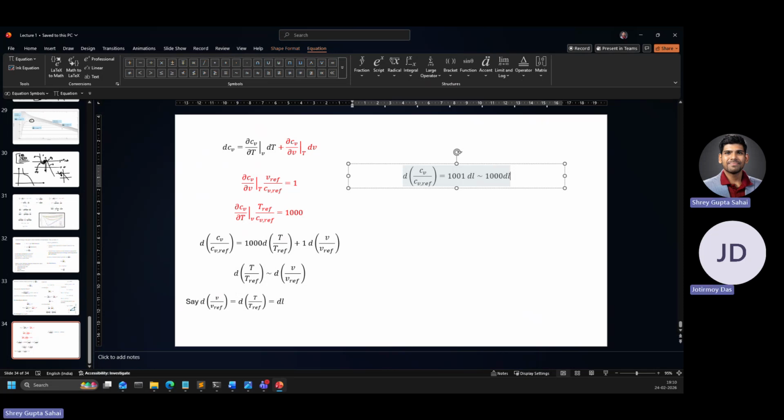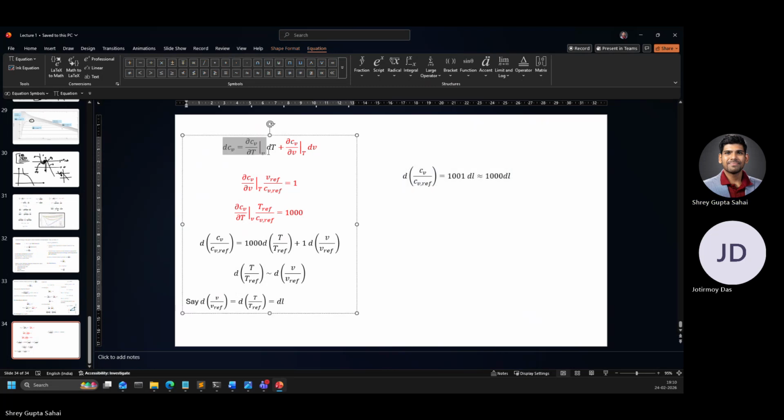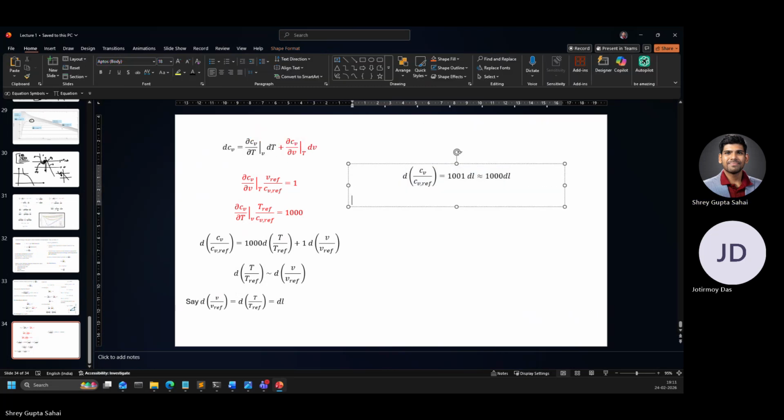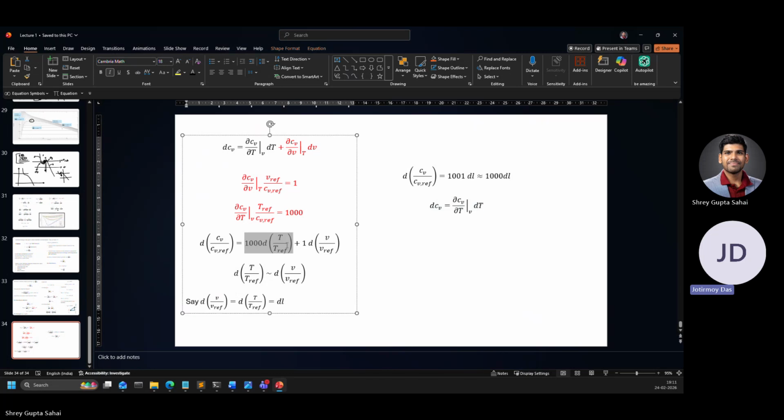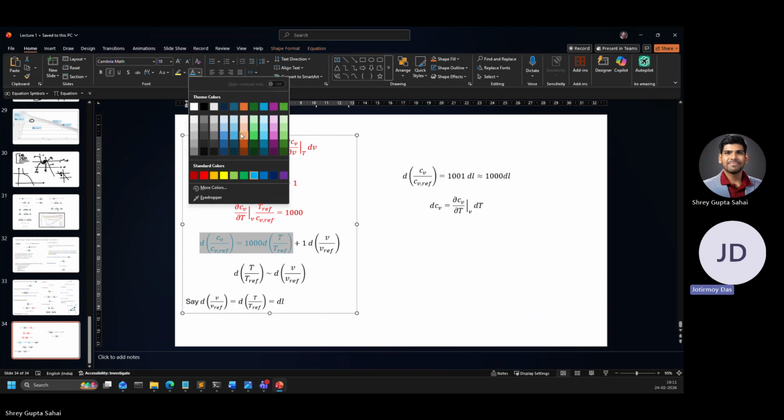And can I not say this? 1001 is roughly equal to 1000, right? Same order. Let me use this at this point, as an approximation. What am I saying? Basically, I've removed the dependence of this one here, right? Do you understand? Yes, I'm following it.